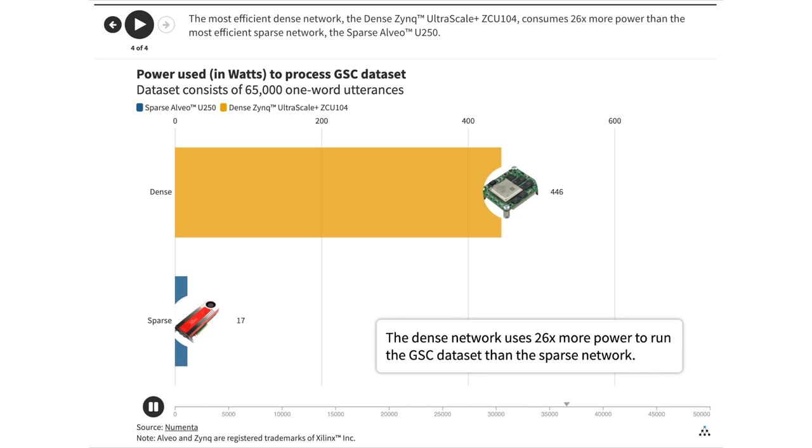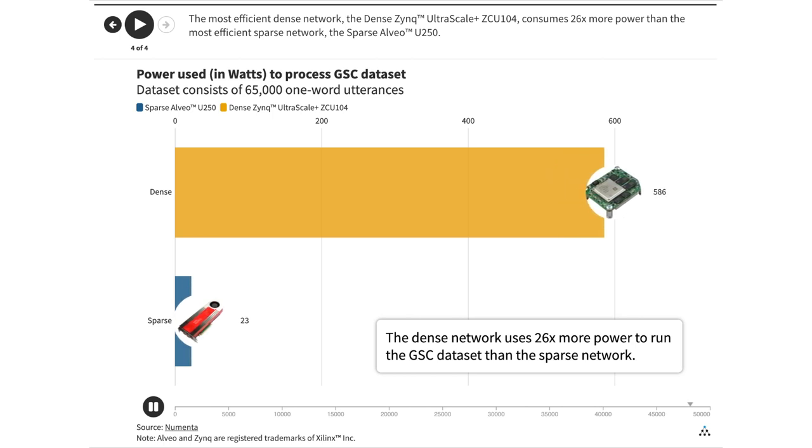But it still uses 26 times more power than the most efficient sparse configuration. In other words, the 20 network sparse configuration on the Alveo U250 is 2600% more power efficient.